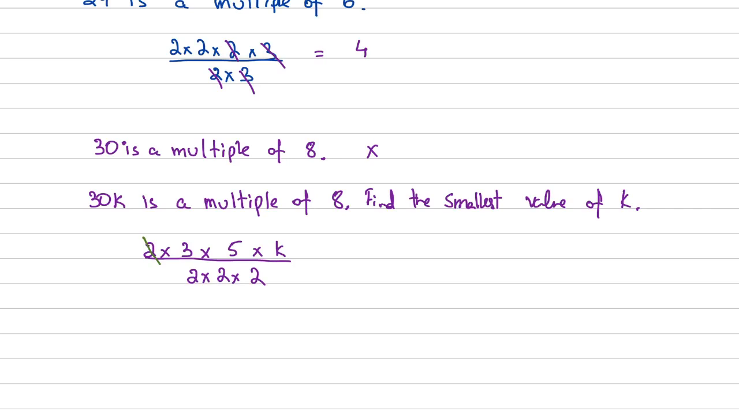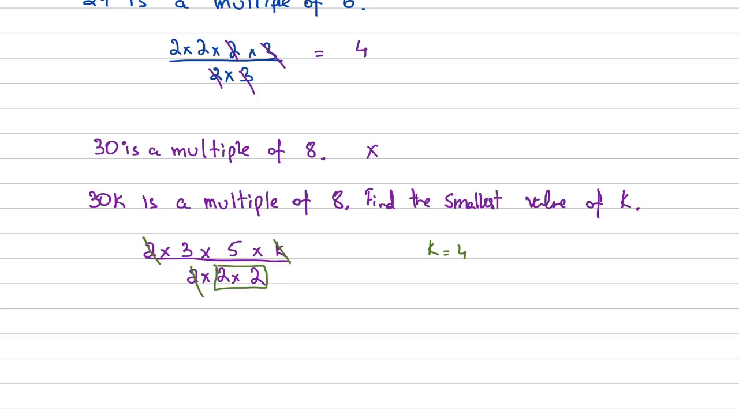So we can see that there's a 2 in the numerator and there's a 2 in the denominator. Now the problem here is that we still have 2 times 2 or 4 that is left over in the denominator. So how can we make sure that 30k is a multiple of 8? We can do that by making sure that there is nothing left in the denominator. So the smallest value that k can take, in a way that there is nothing left in the denominator, is 4. Why? Because if k is equal to 4, these two and these two will get cancelled out. Now k can be anything that's greater than 4. That means it can be 8, it can be 12, it can be 20.